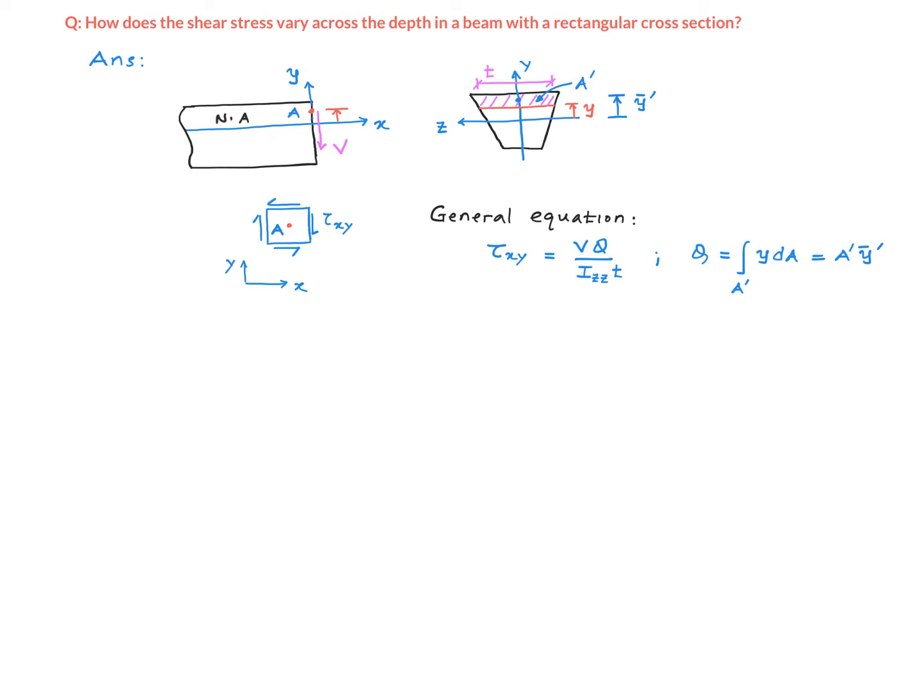The shear stress on this vertical plane at point A due to the shear force V is given by this equation: tau xy equals VQ over Izz times t, where Q is the integral of y dA over this shaded area A prime, right? Izz is the second moment of inertia of this cross-section about the z-axis. t here is the width of the beam at point A in the z direction. So in my picture, that will be the direction perpendicular to the paper.